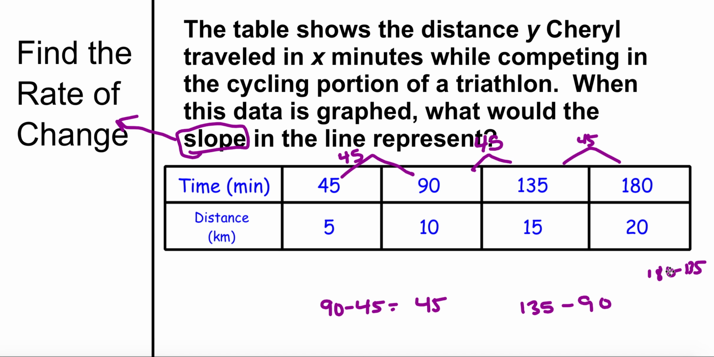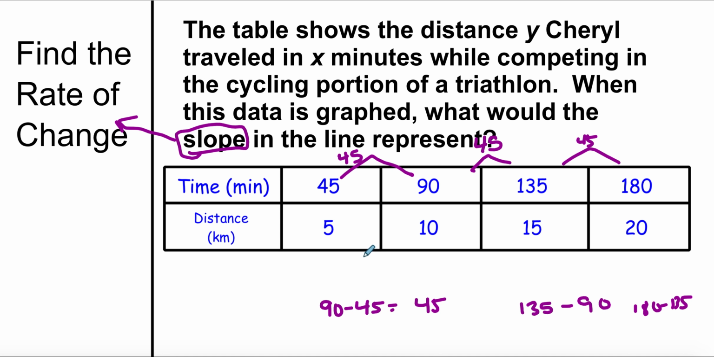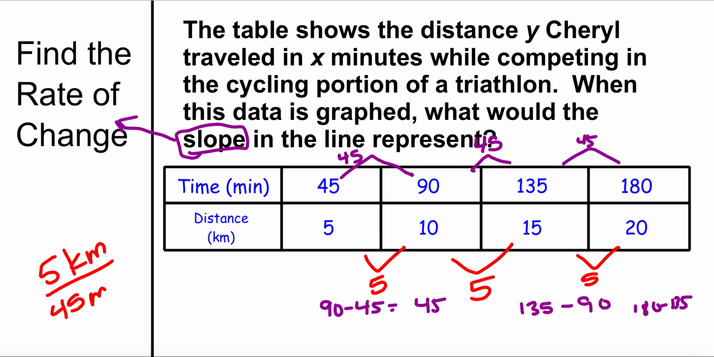Well, we know that in one of those 45 increment times, she was able to go a distance of 5 kilometers. And from here to here, she went a distance of 5. And from here to here, that would have a distance of 5. So what is this representing for us? It is telling us that we were able to travel a distance of 5 kilometers in 45 minutes.